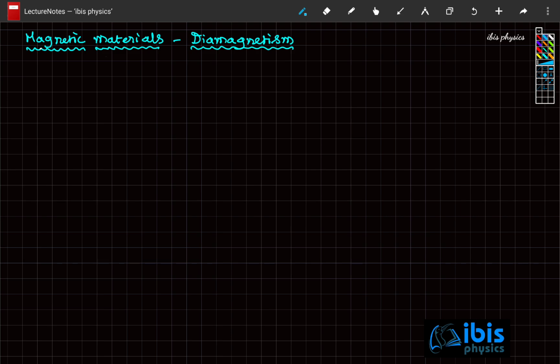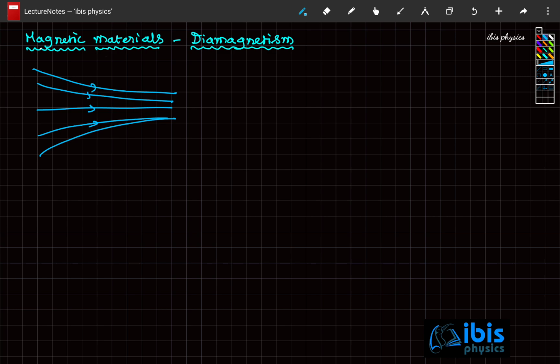Diamagnetic material in this section. Let me explain the diamagnetic material with a representation. Suppose in a region there exists a magnetic field like this. You see this clearly. Here lines of force are close to each other. Here lines of force are away from each other. That means this region is a stronger magnetic field region and this is a weaker part of the region. This is a stronger part, this is a weaker part.